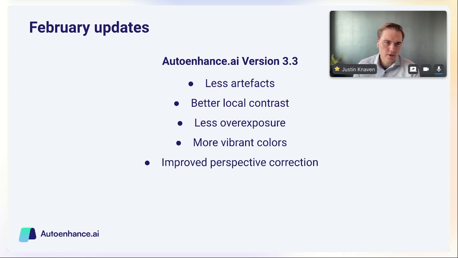Better local contrast is something that we worked on. Overexposure was also something that could be improved, which we tried to do. More vibrant colors make the image pop a bit more. We also tried to create less of a filter look, but more like popping vibrant colors throughout an image. And a very important thing was to improve perspective correction. We had a perspective correction AI already, but it needed to work more consistently over multiple images basically.